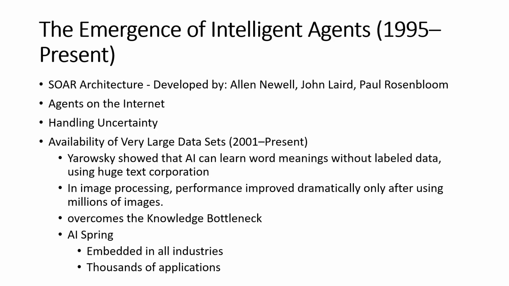Next is from 1995 onwards. From 1995 onwards, AI researchers started focusing on the whole agent, a system that can sense, think, decide, and act continuously in an environment. This phase is called the emergence of intelligent agents. One of the most famous complete agent architectures is SOAR, developed by Allen Newell, John Laird, and Paul Rosenbloom. So SOAR attempts to model general human problem solving and learning.